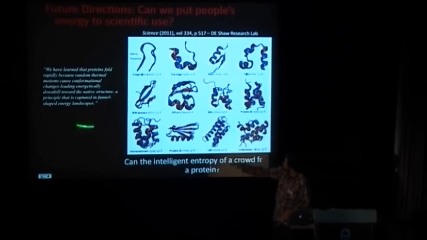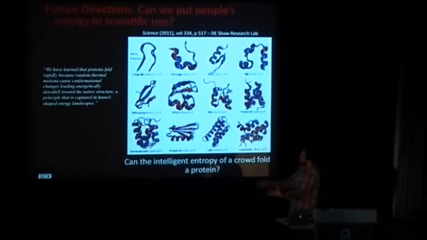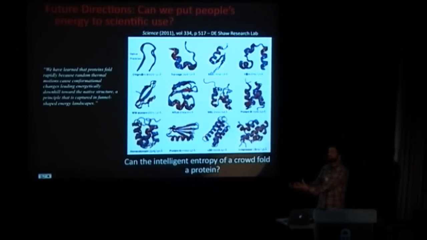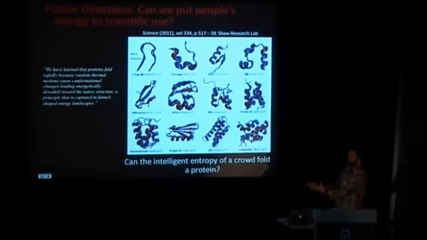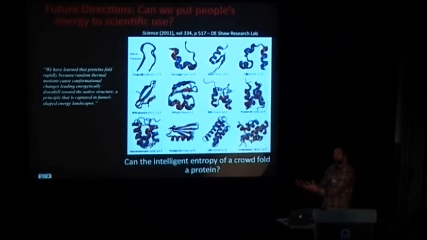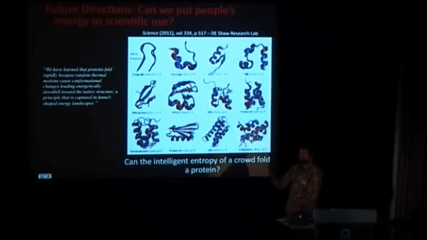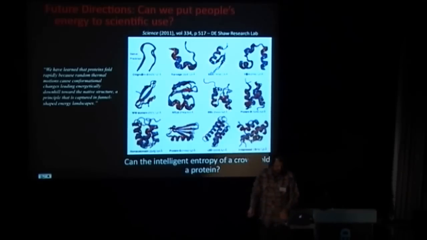If you read how these guys think about protein folding, they think proteins fold rapidly because random thermal motions cause conformational changes leading energetically downhill toward a native structure, like an energy funnel. A crowd is kind of like a thermal bath, but with some intelligence. They can perturb things randomly, but they can also guide it here and there. So I think it's an interesting thing to consider.